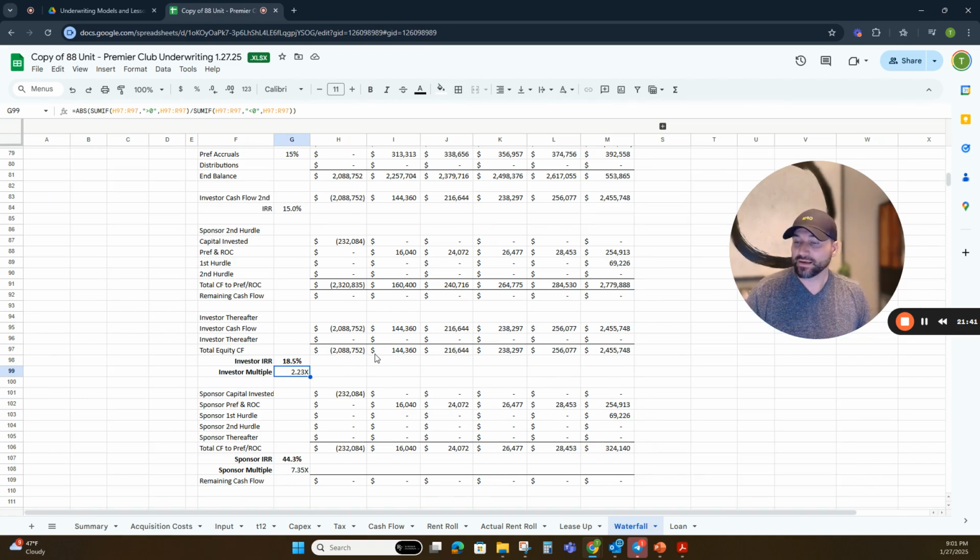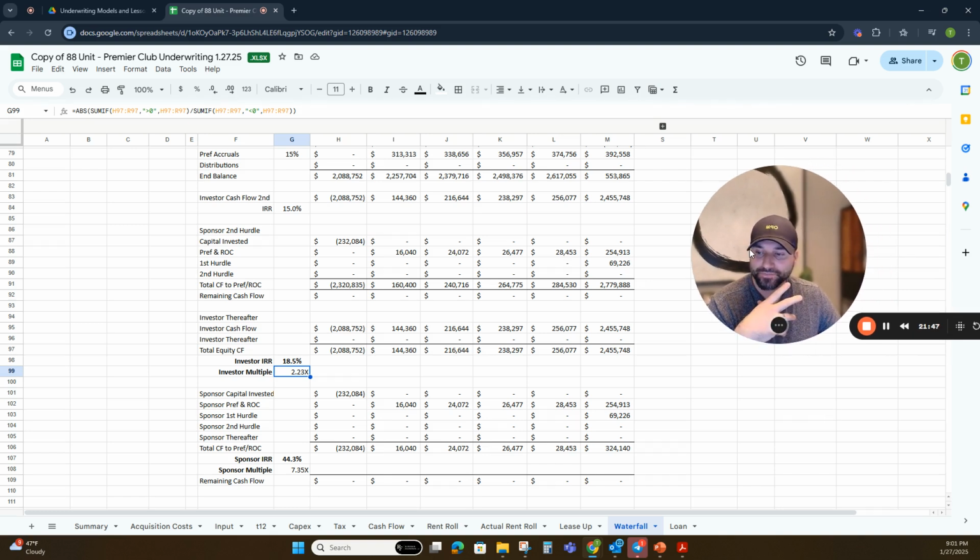2.23%. So when you're marketing, and this all ties back into your investor pitch to your investors, when you say to somebody, look, I'm going to 2x your money, 2.23 in this particular instance, this is where you're getting that information from. You're not making it up. It's coming from your acquisition model and your financial model.